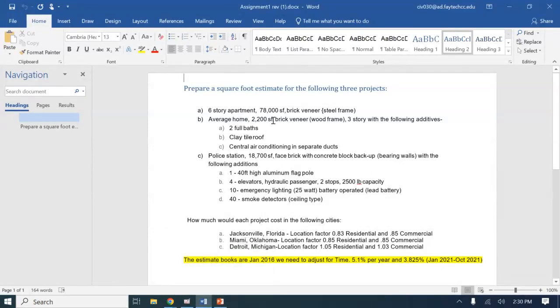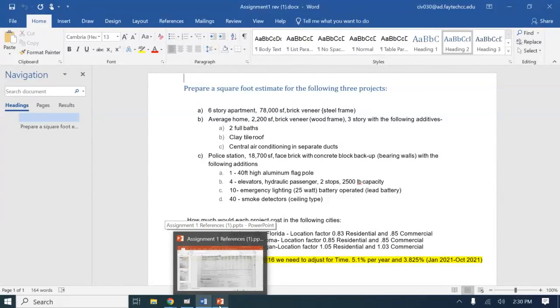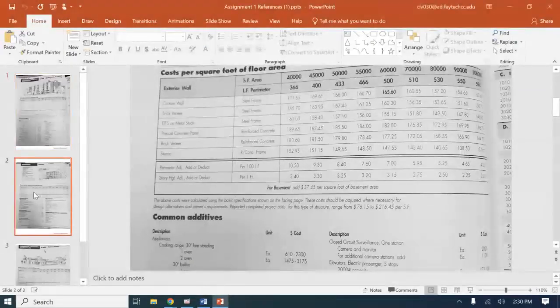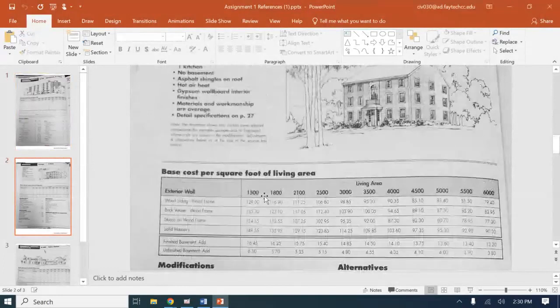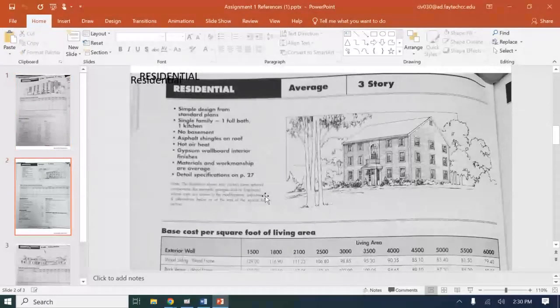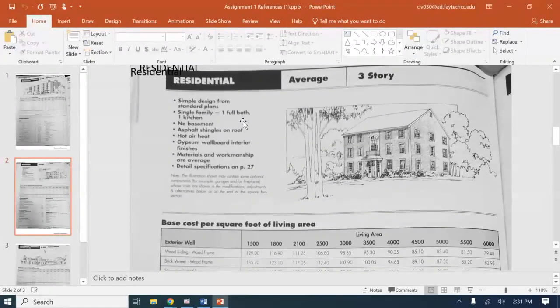Second one would be average home, 2,200 square feet, brick veneer wood frame, 3-story, with the following additives. I'm only going to ask for 3 additives for it. So, next one. Average 3-story. Look right here, and it says single family. It just includes 1 full bath, so we just need to add 1 because we want 2 full baths.